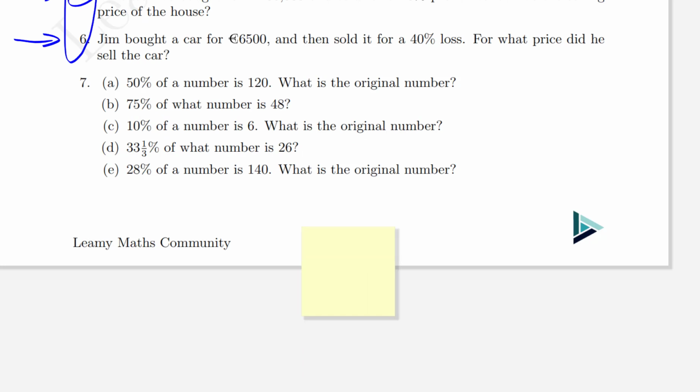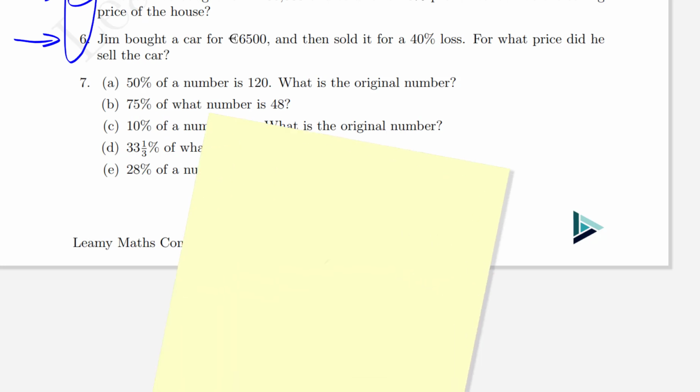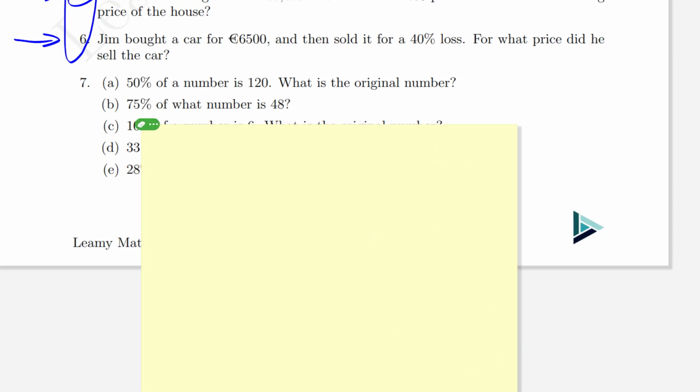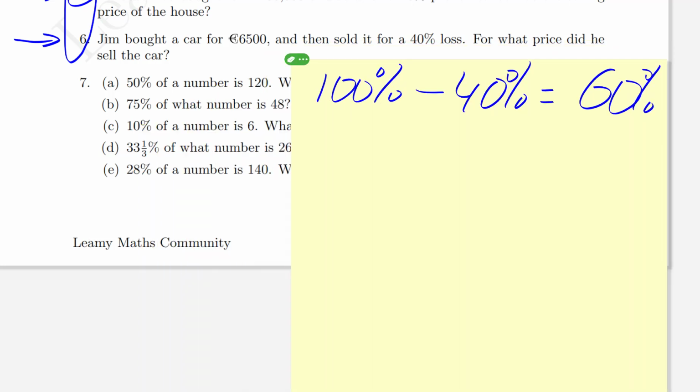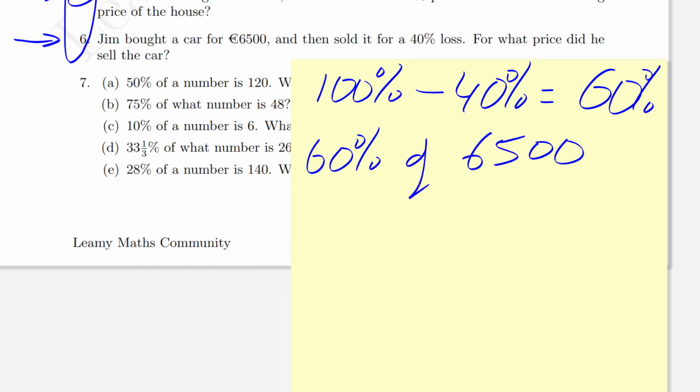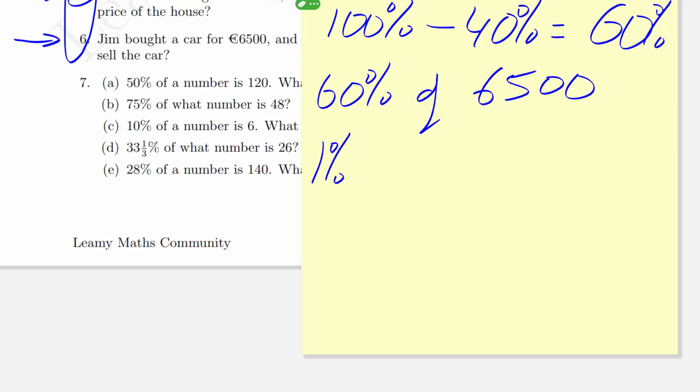Okay, question 6, how did I do that? So Jim bought a car for 6,500 and then sold it for a 40% loss. What price did he sell the car for? So he bought the car for 100% and sold it for a 40% loss. So he lost 40% on the sale, which means he sold the car for 60% of what he bought it for. So what we're really trying to do here is find 60% of 6,500. So once again, to get 1%, it's just going to be 6,500 divided by 100, that's 65.